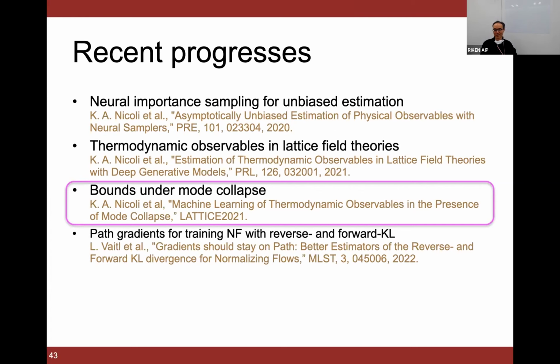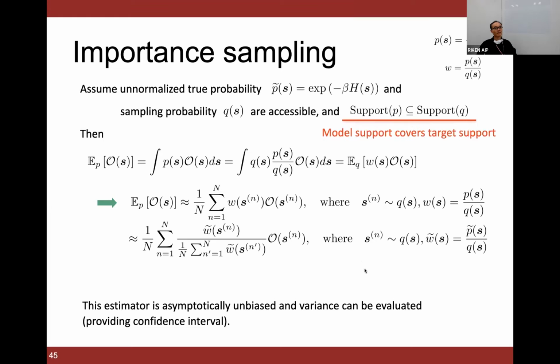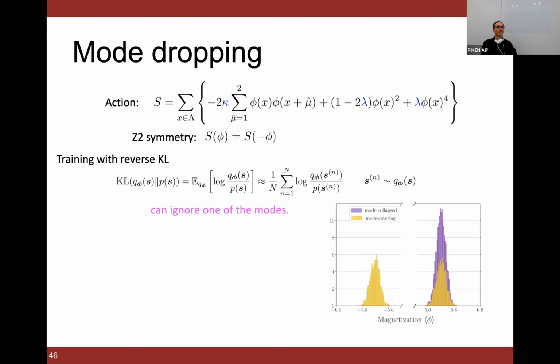This is about mode collapse. This slide I already showed is about importance sampling, and it explains how to estimate the observable with importance sampling. I said Q needs to be accessible, but there is another important condition: the model support must cover the target support. This doesn't always happen, and this can be a big problem.